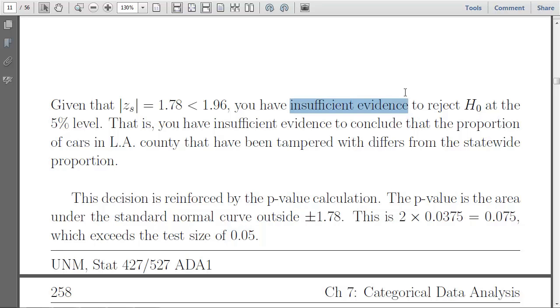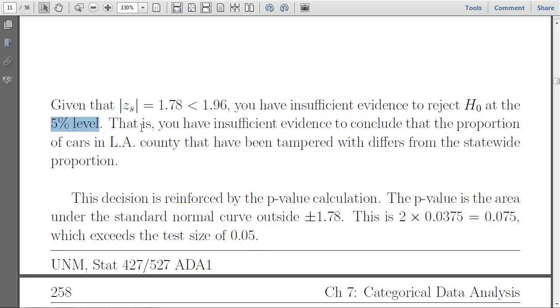Okay, so we have insufficient evidence to reject the null at 0.05. So here's our interpretation of the test. We need to give the evidence for our decision. Given that the z-statistic is not very extreme, the more common way to say it is to start the sentence instead with the p-value was 0.075, which is greater than 0.05. Therefore, we have insufficient evidence to reject the null at 0.05 level. So that's the evidence and the decision.